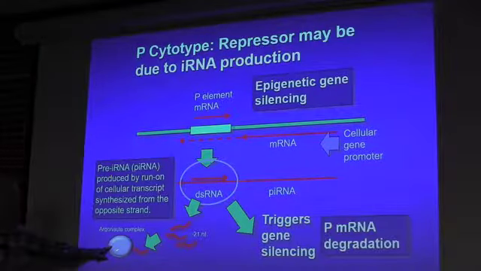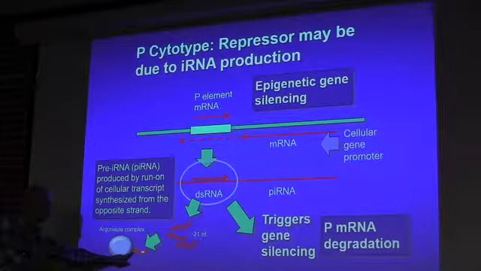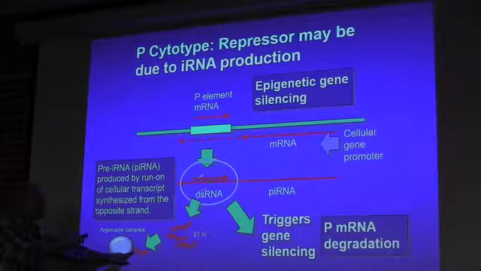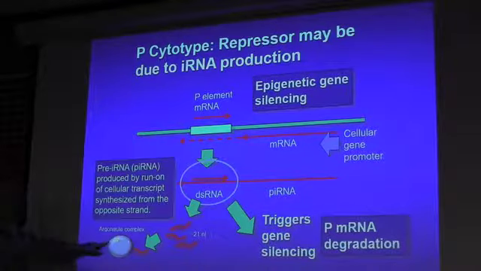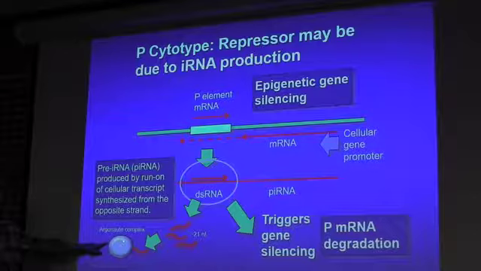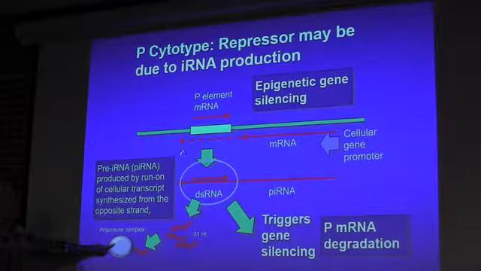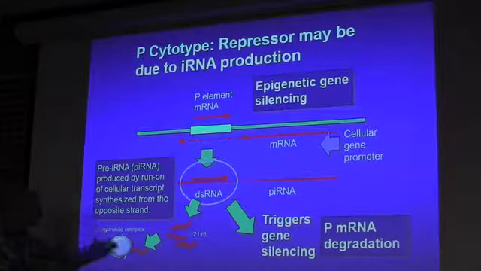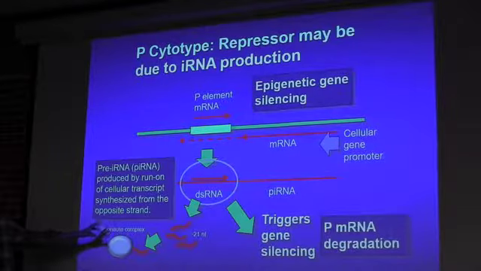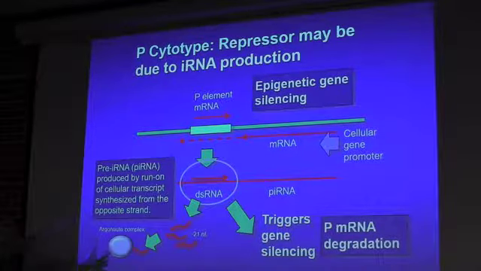Argonaute is the RNase that cuts, but it's guided by this guide RNA produced from the duplex area, which was formed from transposase mRNA. So this RNase called Argonaute is looking for transposase messenger RNA to complement, recognize, and now cut and degrade. This is a basic mechanism of RNA silencing in eukaryotes.